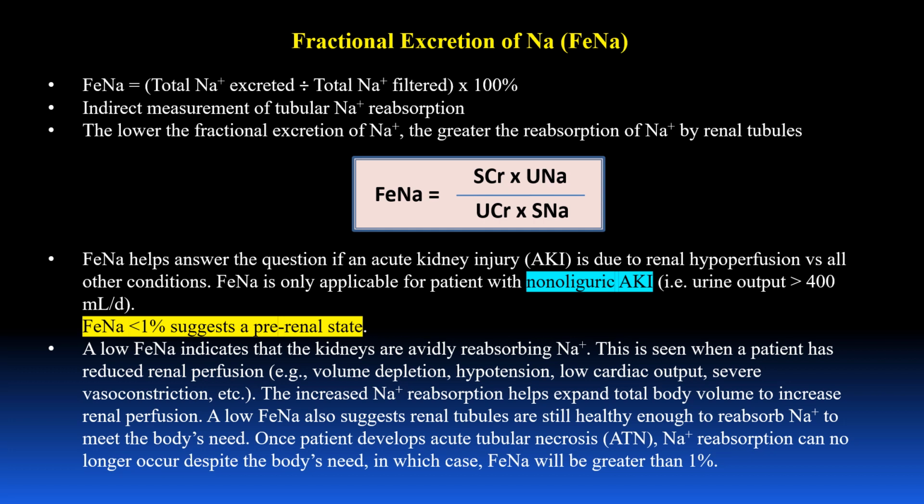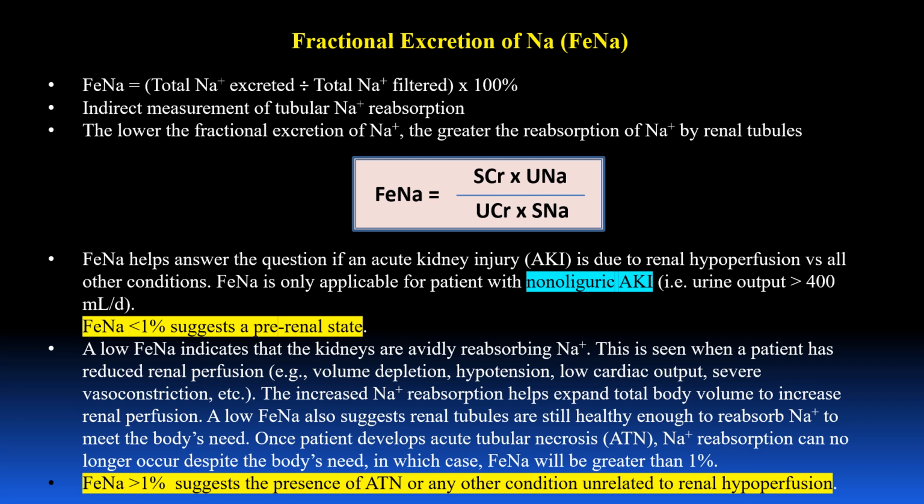Once patients develop acute tubular necrosis, or ATN, after prolonged exposure to renal hypoperfusion, sodium reabsorption can no longer occur despite the body's need, in which case FeNA will be greater than 1%. A FeNA greater than 1% suggests the presence of ATN or any other condition unrelated to renal hypoperfusion.